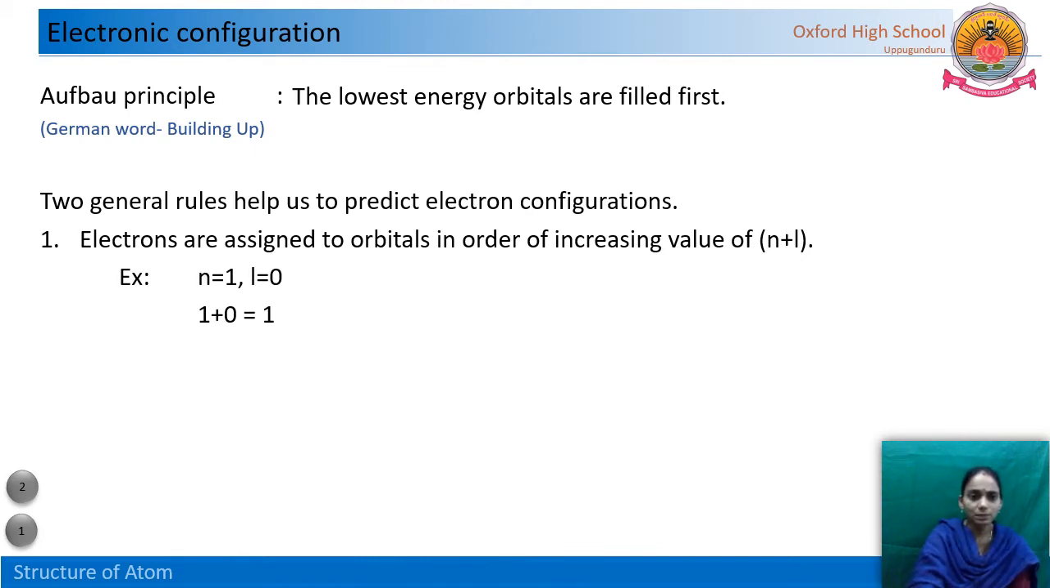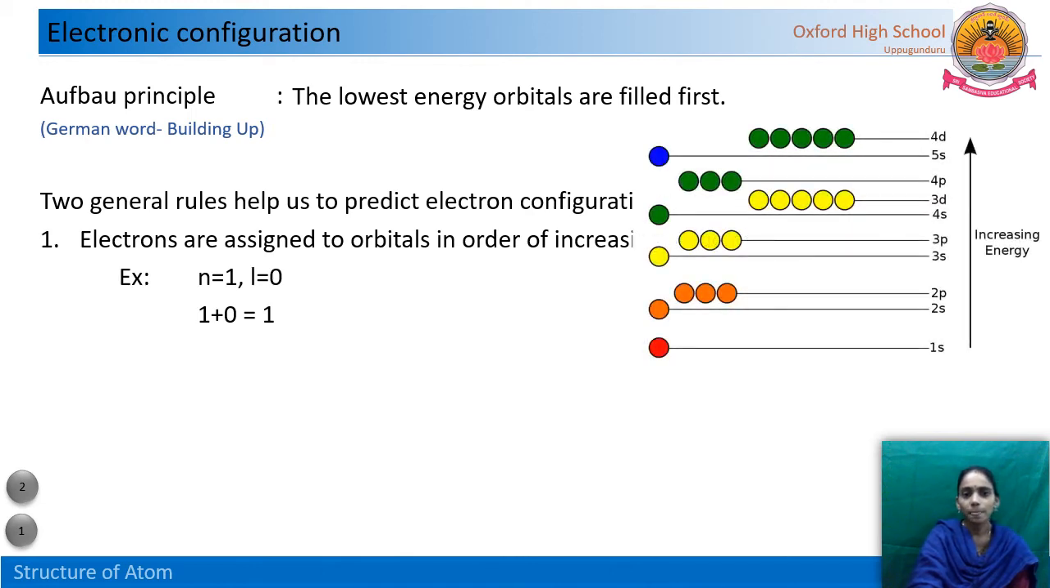See this picture. 1s has the least value, so 1s has to be filled first, followed by 2s, 2p, 3s, 3p and so on. So this is the increasing order of their n plus l value.